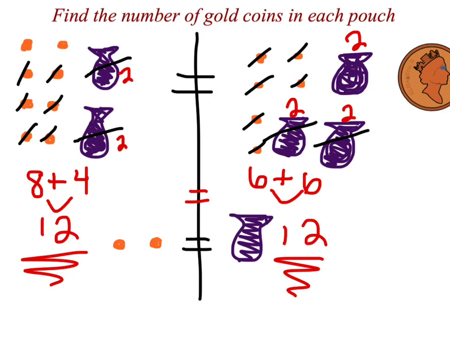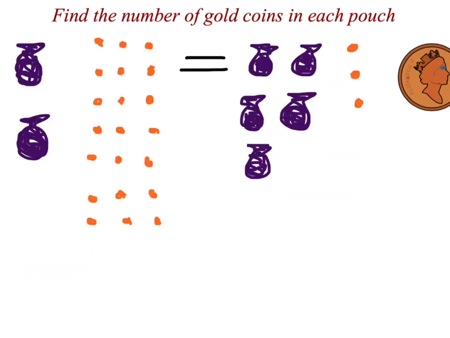I'm going to do one more example with pouches on both sides of the equal sign. If you're ready to move on to the page where it says homework, go ahead and fast forward. If you would like to watch and follow through the next example, stay tuned.